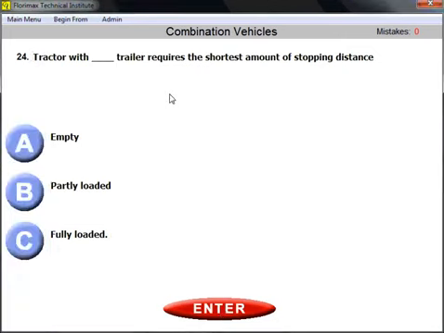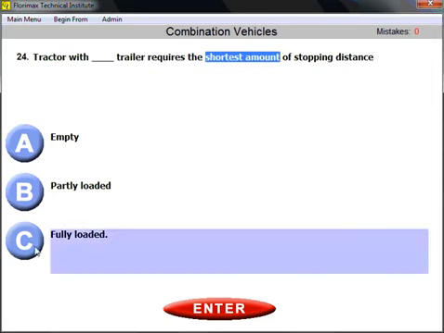Question 24. Tractor with what kind of trailer requires the shortest amount of stopping distance? Shortest. Tractor with which trailer takes the shortest amount?